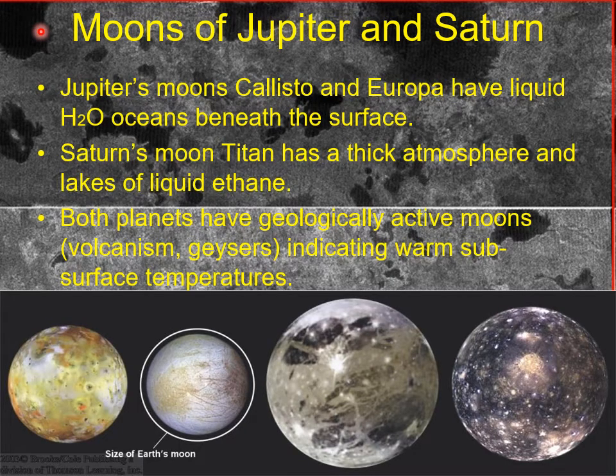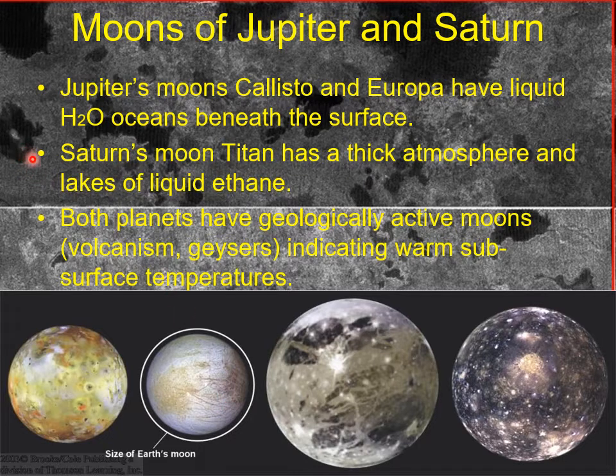Another interesting place to look for life in our solar system is not on the planets of Jupiter and Saturn, but on their moons. Jupiter's moons, Callisto and Europa, both have liquid water oceans beneath their icy surfaces. This is an image here of Europa, and what we're seeing here is basically an icy crust, but underneath this ice we're pretty sure there is liquid water.